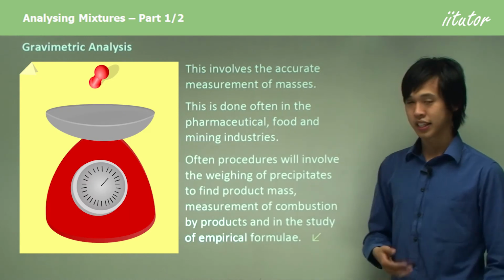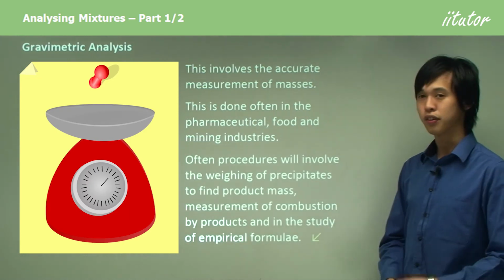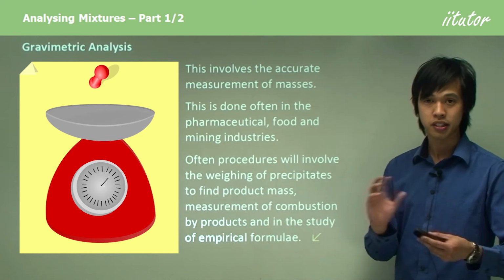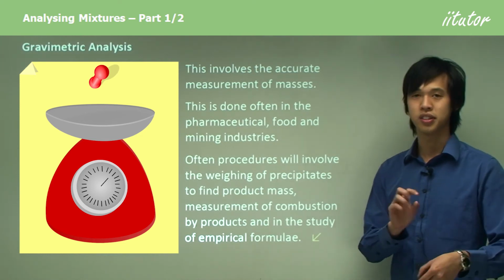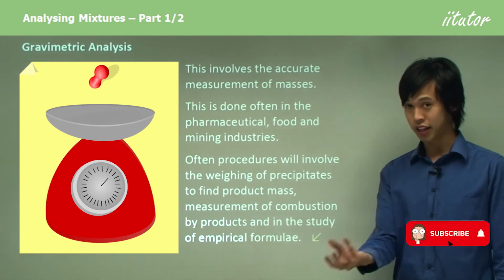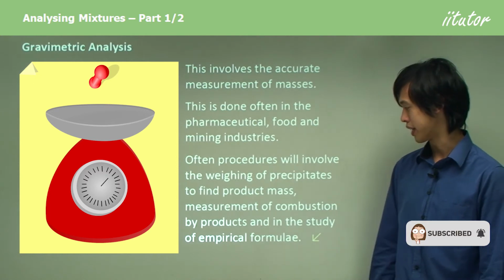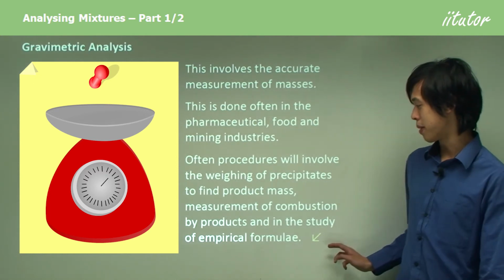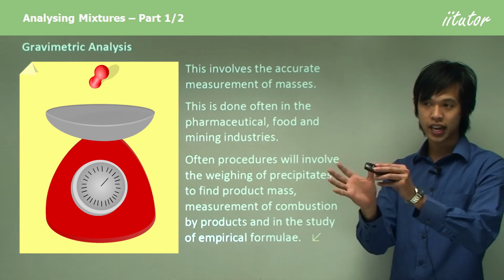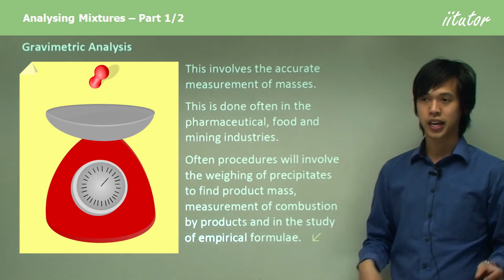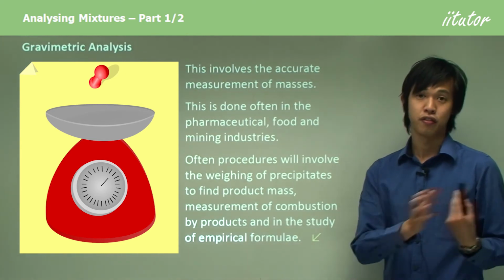What will happen most of the time in gravimetric analysis for chemistry is that you'll make a precipitate or something, you'll mix two solutions and get a precipitate out, and then you'll weigh the precipitate. That's one common example. Or you'd take the measurement of combustion byproducts, take those and try and develop an empirical formula for the fuel that you use.